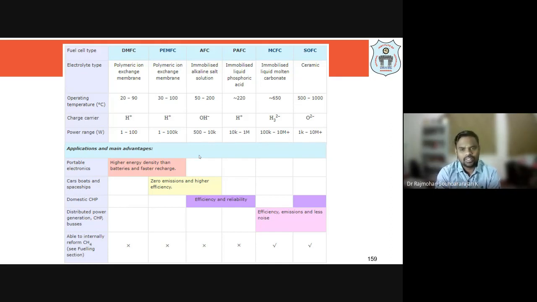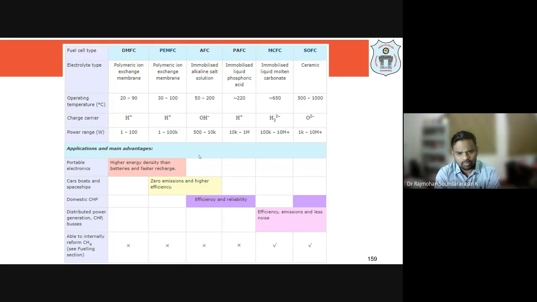In place of phosphoric acid fuel cells, molten carbonate fuel cells or solid oxide fuel cells, their weight is more. So it is preferred that PEM fuel cells, like direct methanol fuel cell and PEM fuel cells, are used in portable electronic applications. Even in cars, boats and spaceships, where space is a constraint, we prefer these PEM fuel cells or alkaline fuel cells. Okay.